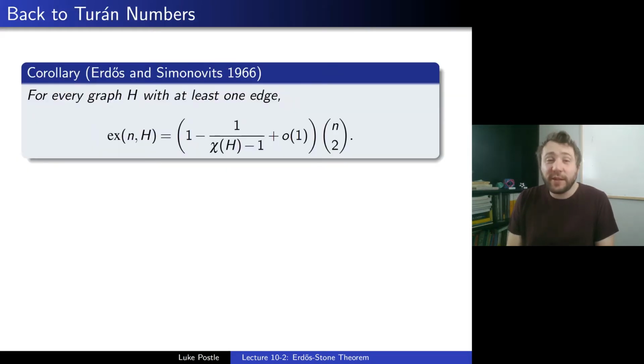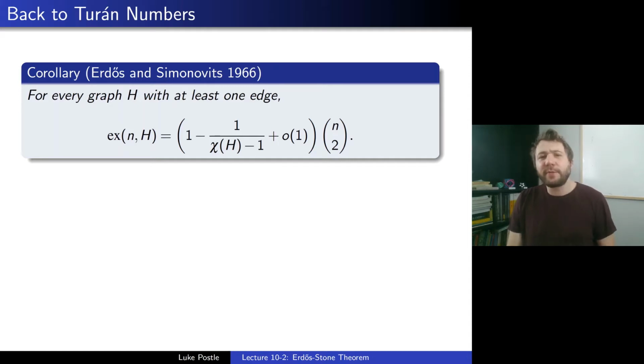So back to Turan numbers. As a corollary, we basically determine the Turan number of almost every graph. This was realized by Erdos and Simonovits in 1966. They proved that for every graph H with at least one edge, the Turan number of H is (1 - 1/(chi(H) - 1) + o(1)) times n choose 2.